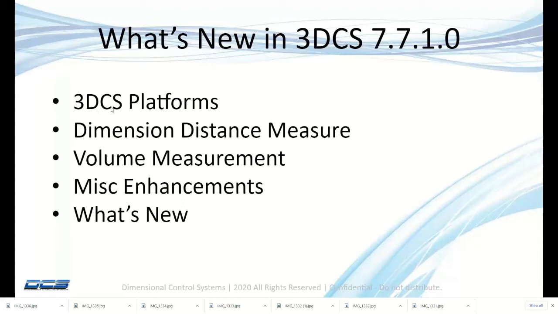So we're talking about the platforms. I'm going to show you dimensional distance measurement, which is a new measurement that we just added. And I'm going to show you that in CATIA V5. And then I'm going to jump over to volume measurement, which is a new measurement. Speaks for itself, can measure volume. I'm going to show you that in NX. And then the last two, what's new and miscellaneous enhancements, that's going to be covered by Maria, and she's going to do it in Creo.